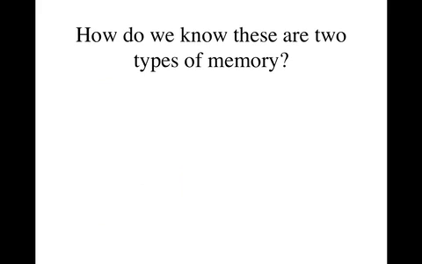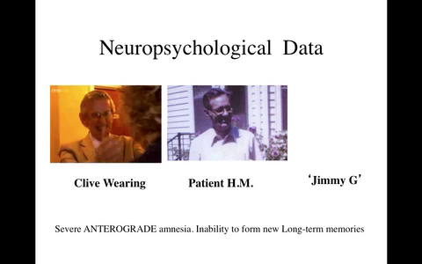So what evidence is there that there are two types of memory? We talked about neuropsychological data. There are patients who have very severe anterograde amnesia, Clive Waring and HM, and Jimmy G, who's discussed in your textbook. In the case of severe anterograde amnesia, these patients will often show complete inability to form new long-term memories. We watched a video of Clive Waring, who had a very profound form of anterograde amnesia. He also has some retrograde amnesia, but complete and total anterograde amnesia, an inability to form long-term memories. One minute after he has an experience, he completely forgets he had it.